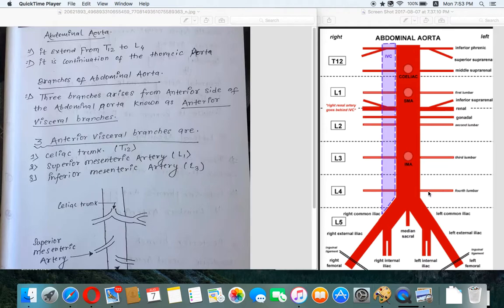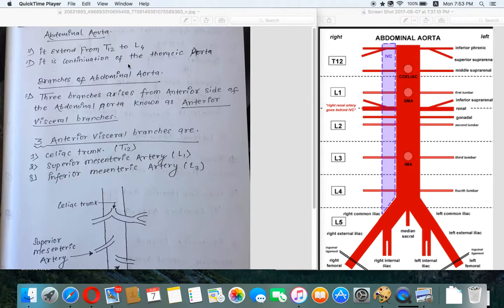After that, it bifurcates into the right and left common iliac arteries. So here we came to know about the abdominal aorta: it is a continuation of the thoracic aorta between level T12 and level L4, that is the lumbar vertebra L4.